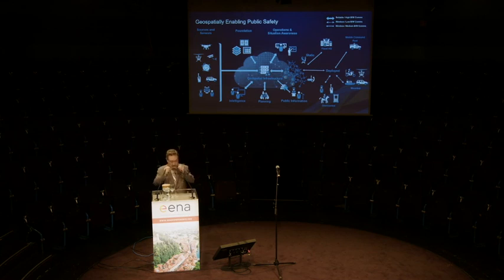So this gives you a general idea of all of those systems. To guarantee that we enable public safety, we need to guarantee that we are able to gather information. We need to guarantee that we have that information in infrastructure that provides information to everyone.